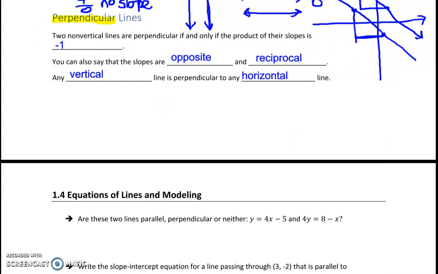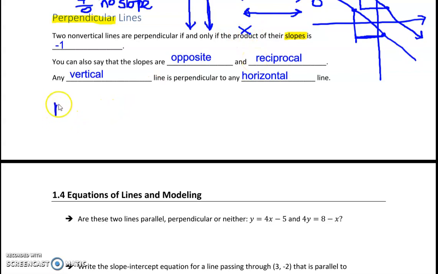Perpendicular. Perpendicular lines are two non-vertical. Again, we're throwing those vertical lines out and dealing with them separately since they do not have a slope. And this is another definition that uses slopes. Two non-vertical lines are perpendicular if and only if the product, which means multiplication, the product of their slopes is -1.